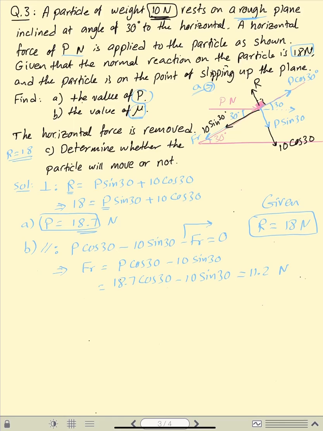So the last step here, he wants mu. We know that mu is equal to FR over R. So 11.2 newtons over 18 newtons, which is 0.622 to 3 significant figures.